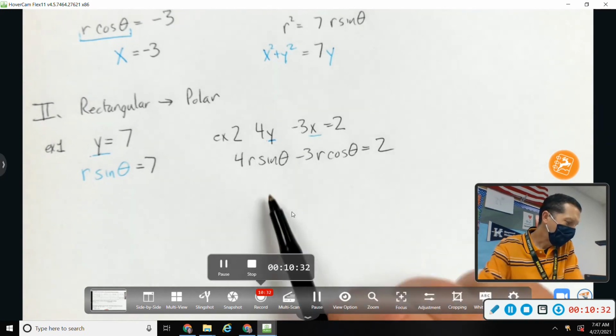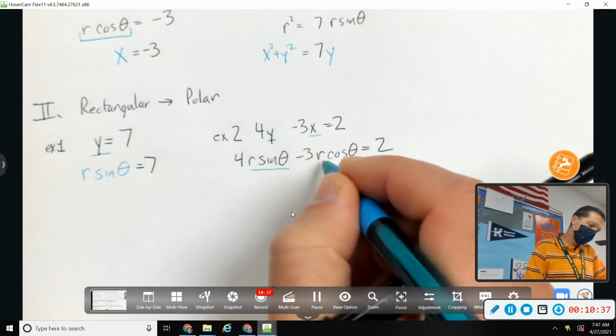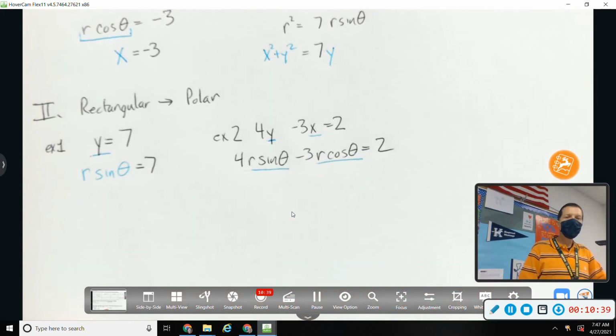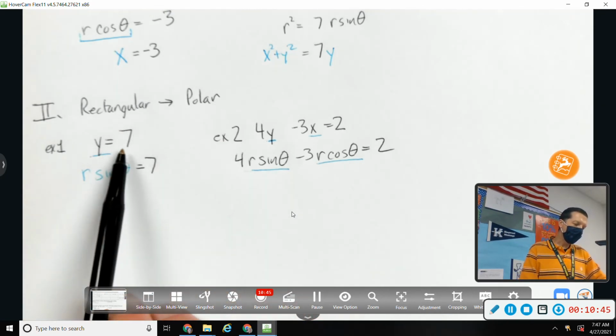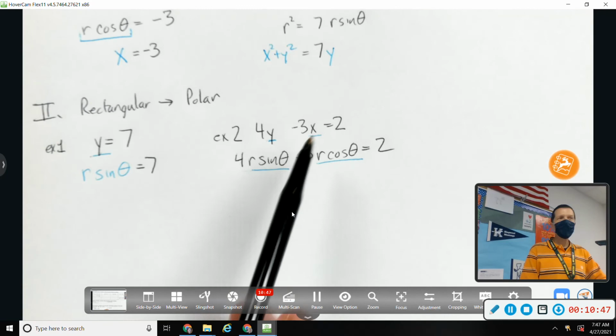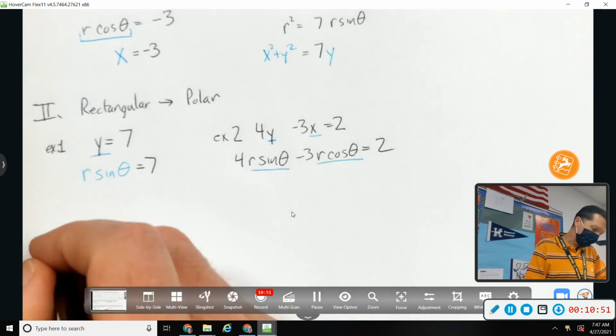So hopefully you got that. All you had to do was replace y with r sine theta and x with r cosine theta. And now you have an equation with r's and thetas. Again, these are a little bit easier because you have an equation for y and you have an equation for x. So you just plug them straight in. The r's and the thetas are the trickier ones.